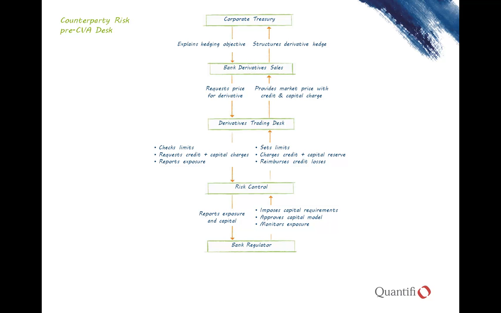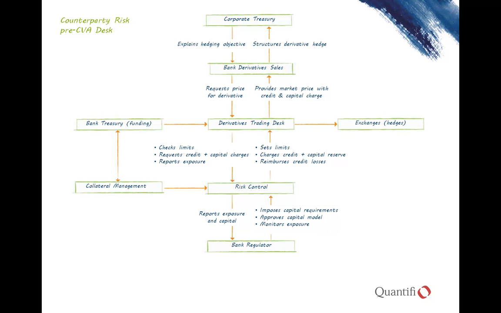The Risk Control Group provides exposure reports and required capital metrics to the bank's regulator, which approves the capital calculation methodology, audits the bank's risk management processes, and monitors its ongoing exposure according to the Basel guidelines. While counterparty risk is managed through credit and capital reserves, the market risk of the transaction is fully hedged by the desk on exchanges or with other dealers.